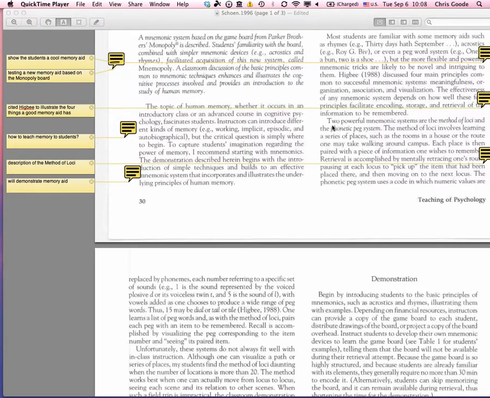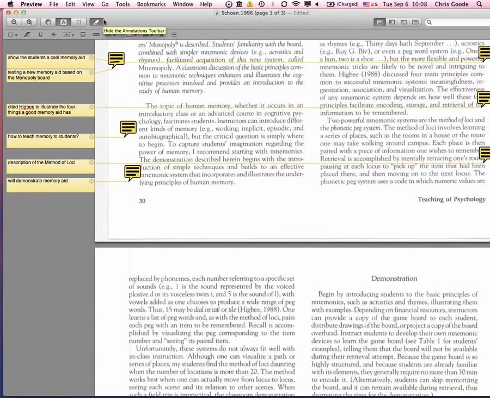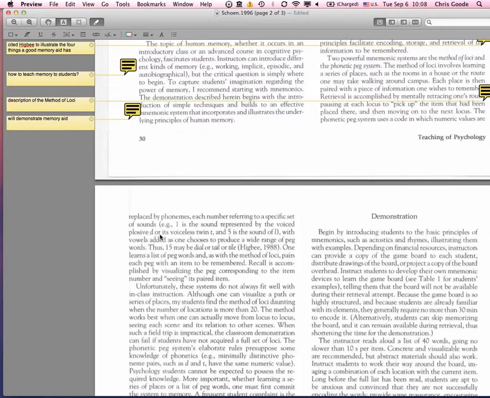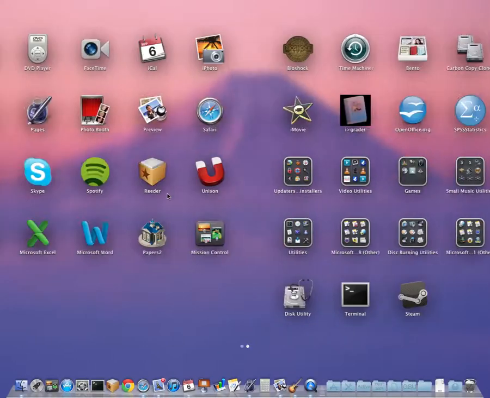But then he has this thing called the Phonetic Peg System, and it's baffling, I have to tell you. Let's read here. The Phonetic Peg System uses a code in which numeric values are replaced by phonemes. What? Okay. I'm reading this. I don't understand this at all. What should I do? Somebody said look it up. Yes, look it up.